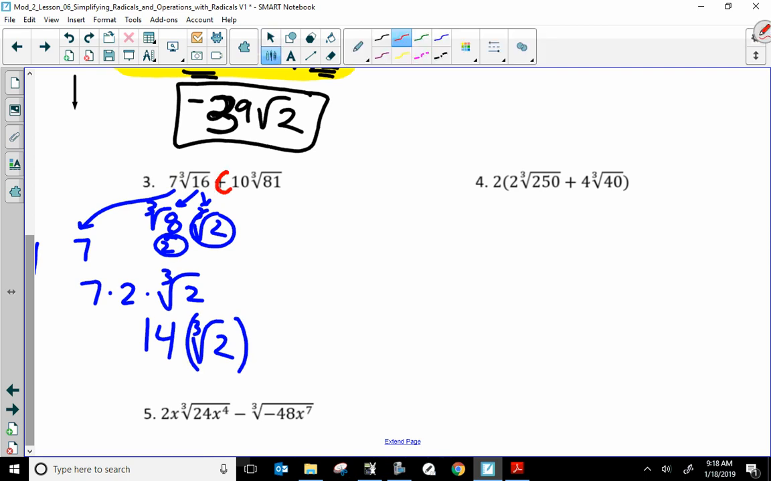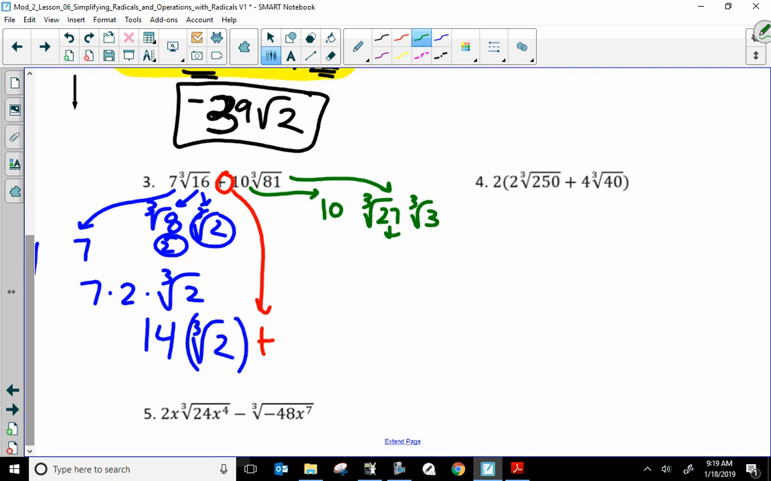Plus. Now I've got to simplify this. The 10 comes along for the ride. This, oh my goodness gracious, is that 27 times 3? It is. The cubed root of 27 times the cubed root of 3. And the cubed root of 27 is 3. So I have 10 times 3 times the cubed root of 3. That's 30 times the cubed root of 3.